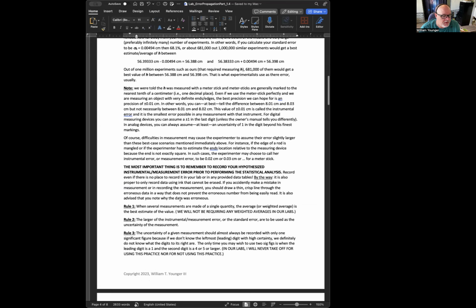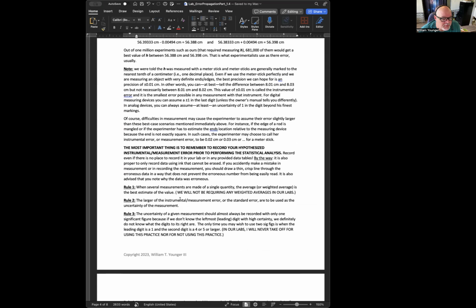Here are the rules. Rule one: when several measurements are made of a single quantity, the average or weighted average is the best estimate of the value. As I told you, the weighted average would be the gold standard, but you have to have a different uncertainty for each trial for it to make sense to use a weighted average, and we're never going to do that in our labs. But again, the best value is the mean. Rule two: the larger of the instrumental/measurement error or the standard error is to be used as the uncertainty of the measurement.